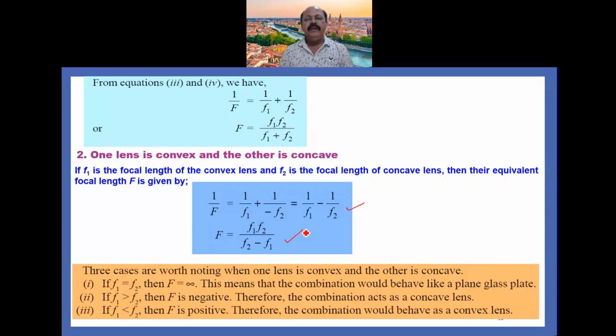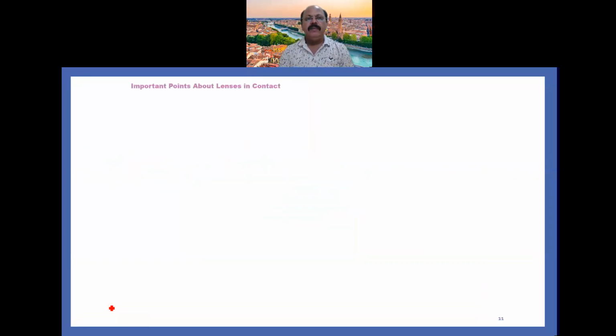Second point, if F1 is greater than F2, then F is negative, therefore the combination acts as a concave lens. Third one is if F1 is less than F2, then F is positive, therefore the combination would behave as a convex lens. Now some important points about lenses in contact.